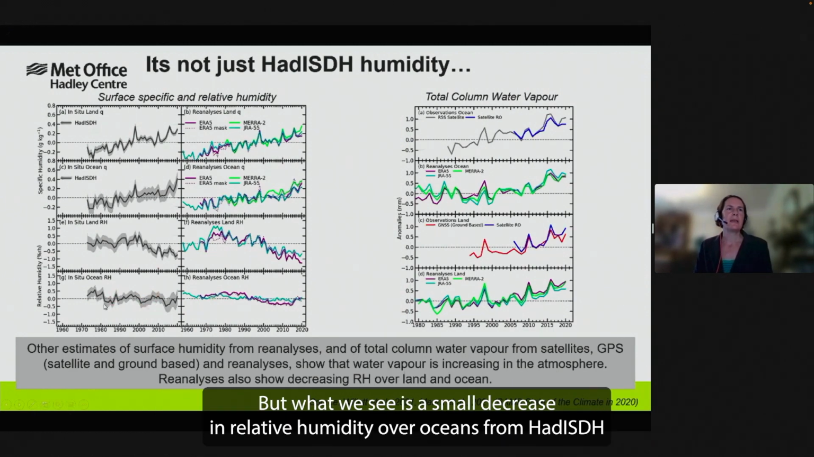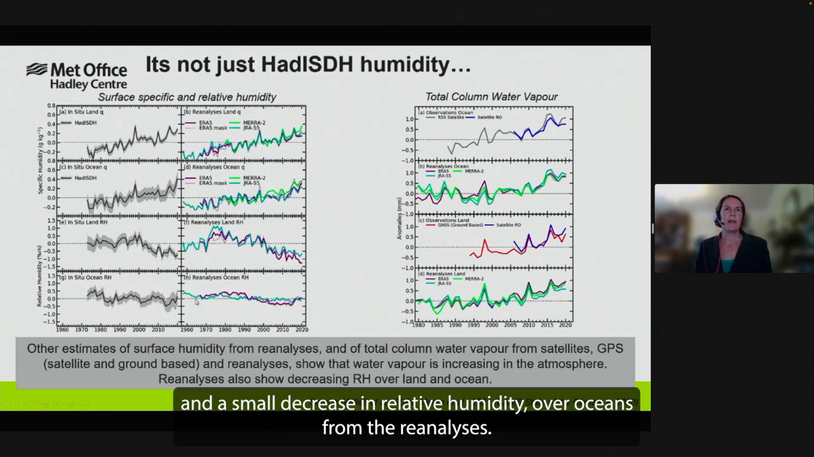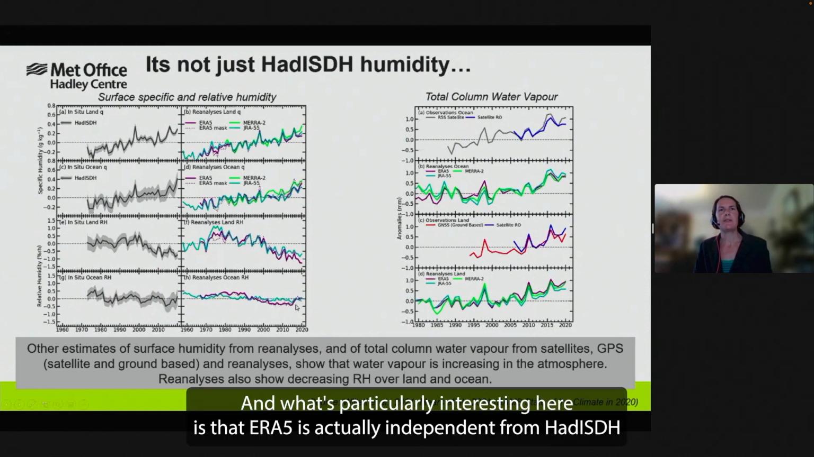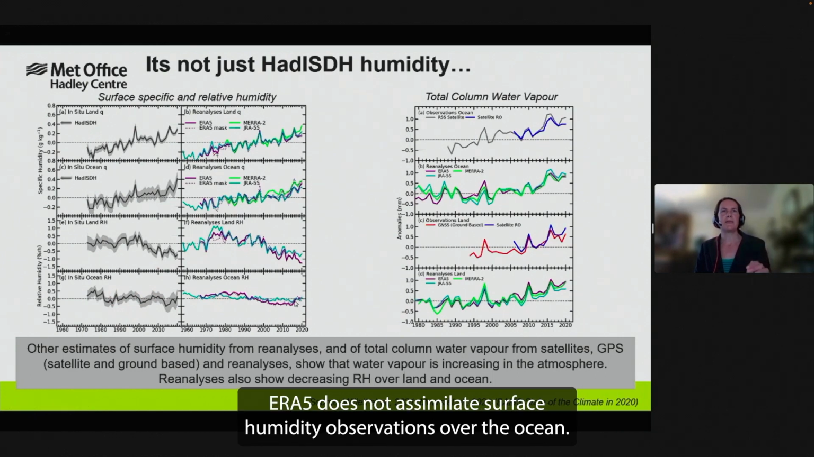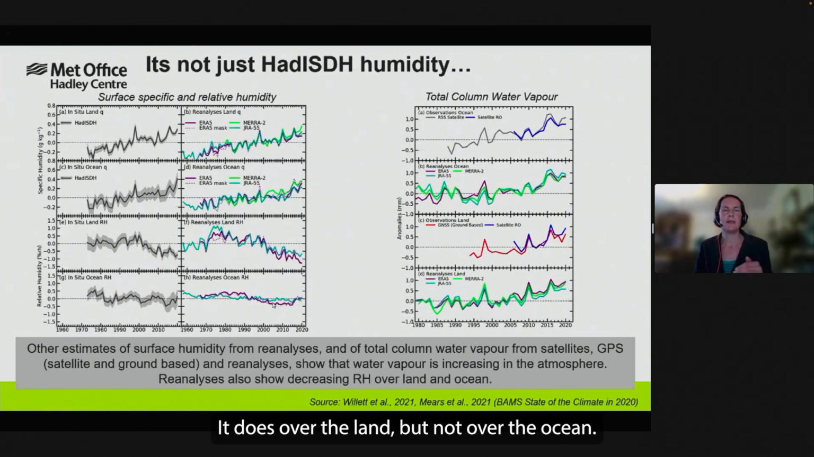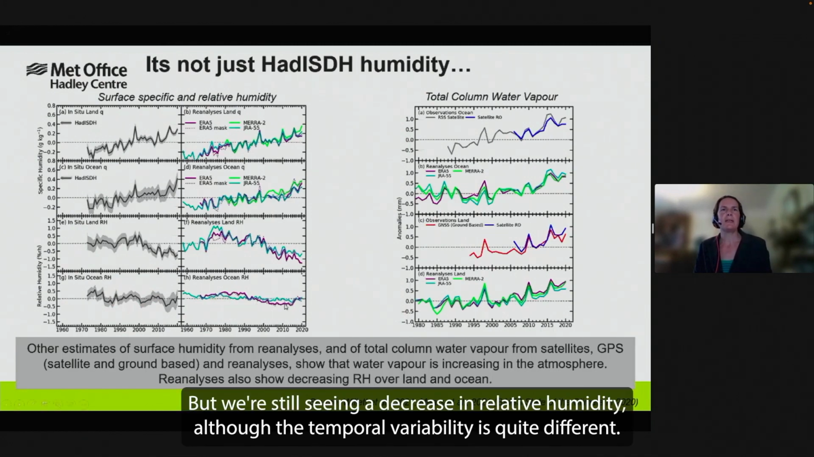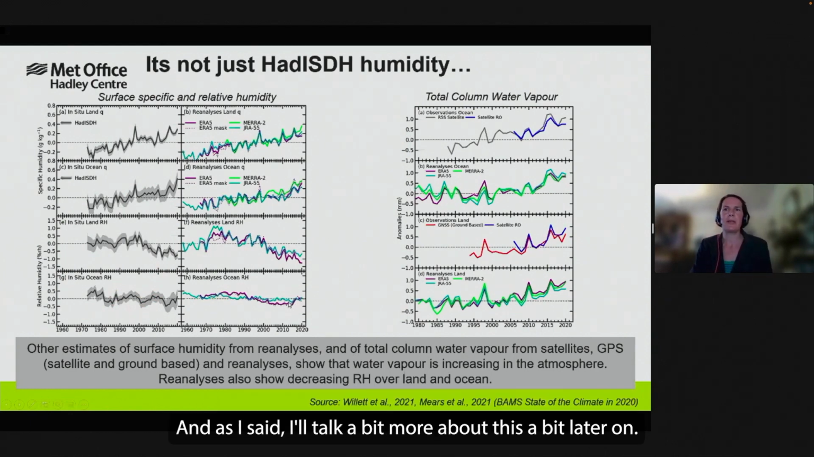But what we see is a small decrease in relative humidity over oceans from HadISDH, and a small decrease in relative humidity over oceans from the reanalyses. And what's particularly interesting here is that ERA5 is actually independent from HadISDH. ERA5 does not assimilate surface humidity observations over the ocean. It does over the land, but not over the ocean. But we're still seeing a decrease in relative humidity, although the temporal variability is quite different. And as I said, I'll talk a bit more about this a bit later on.